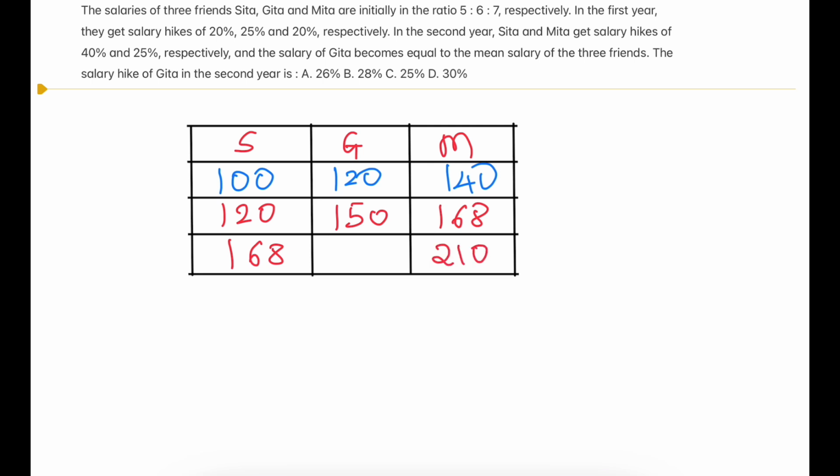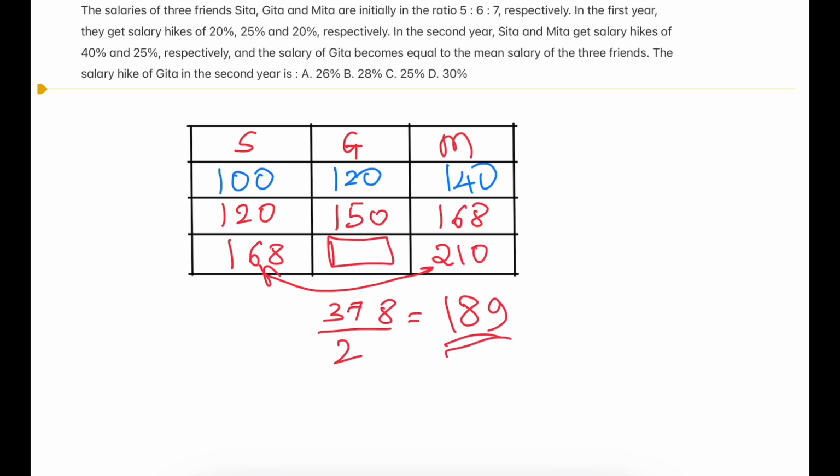As discussed just now, Gita's salary is actually the average of these two numbers. So directly taking the average of these two, we get the average of 8 plus 0, 8, 6 plus 1, 7, 2 plus 1, 3, which is 189. And you can observe Gita's salary became 150 to 189. The increase is worth 39.